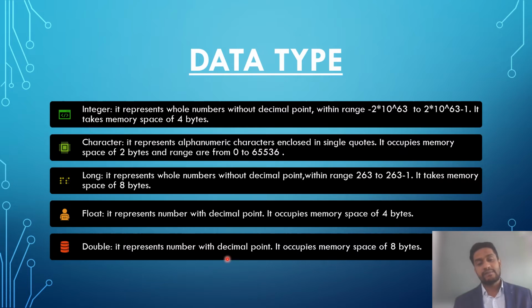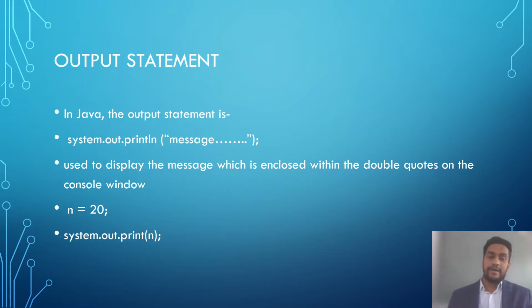Double, it represents a number with a decimal point. It occupies 8 bytes. Both are the same, just the difference is there. The memory location of both the data types is different. For the float it is 4 bytes, and for double it is 8 bytes.